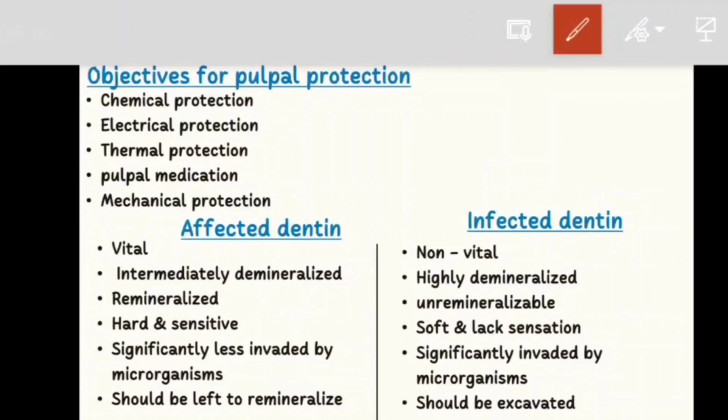Now, the objectives of pulp protection. The main objectives are chemical protection, electrical protection, thermal protection, pulpal medication, and mechanical protection.